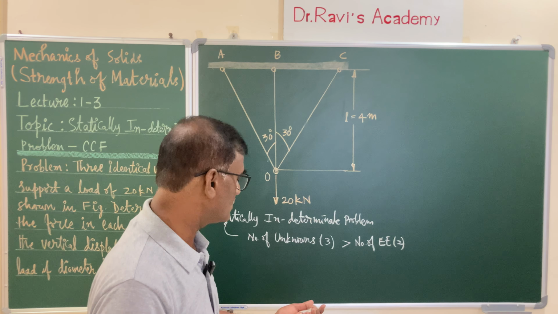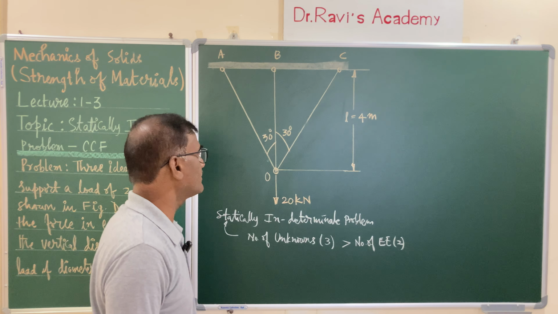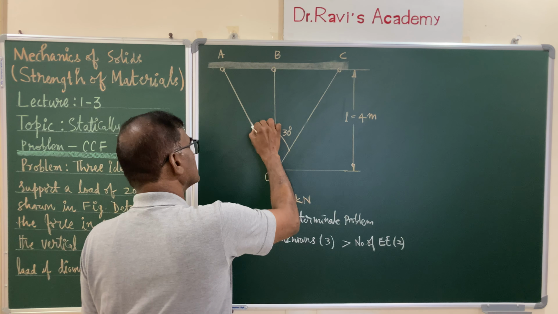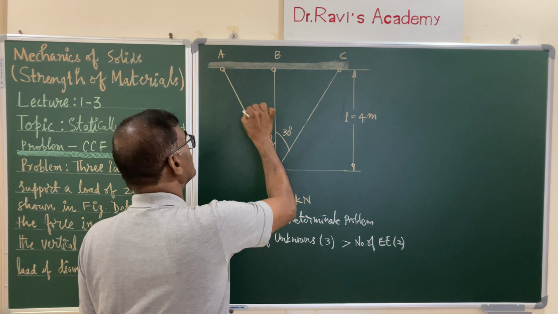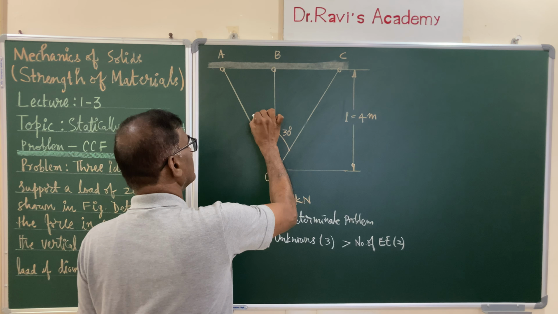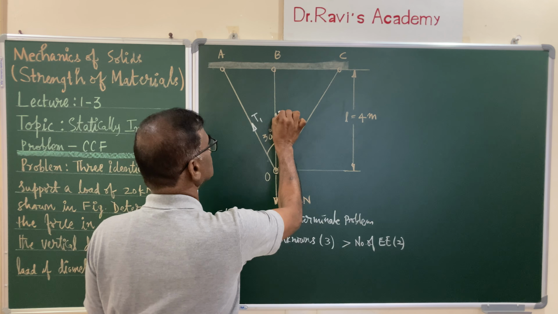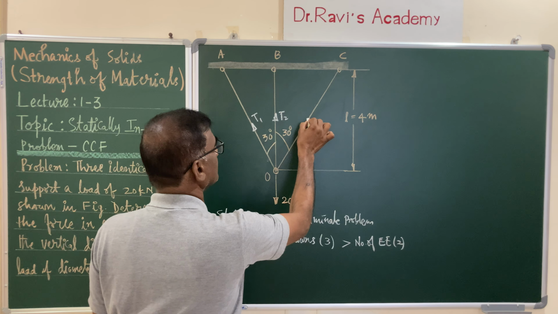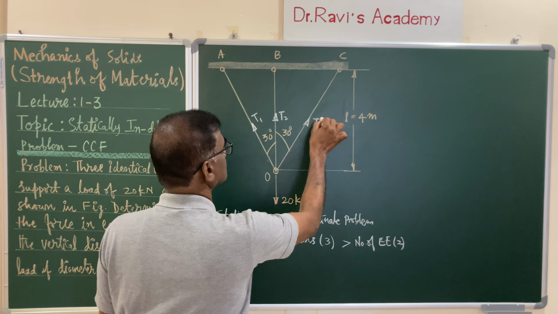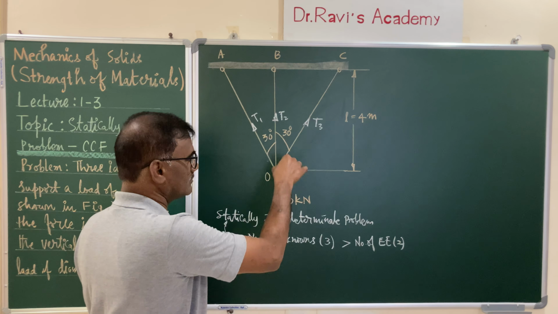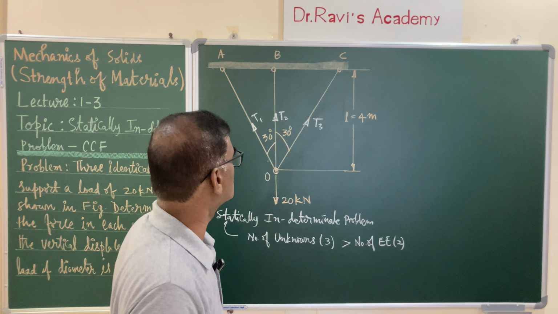Now let us draw the free body diagram. To draw the free body diagram, this is a concurrent system. So let us assume that you have the tensile force in OA as T1, in OB as T2, and in OC this is T3. And now you can note the downward force is 20 kilonewtons.